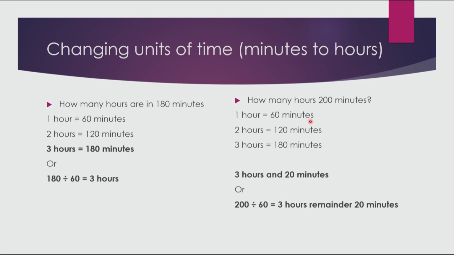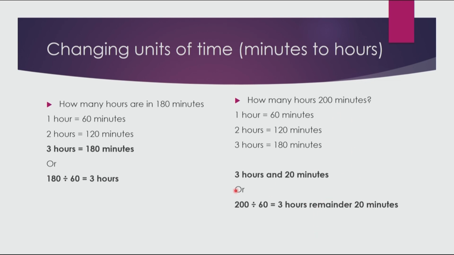You subtract. You say 200 subtract 180. You will have 20 there. So the answer will be 3 hours, because 3 hours is 180. Then you say, for us to reach 200, how many are missing? You need to add 20 on the 180 to have 200. So 200 minutes is 3 hours and 20 minutes.